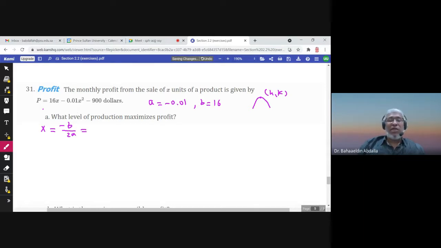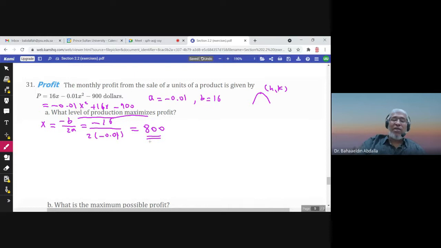Okay, it's not arranged. If you want to arrange the equation first before finding the vertex, then it's okay. Or if you know that a is the coefficient of x squared and b is the coefficient of x. So negative 16 over 2 times negative 0.01. Let us just use the calculator. So negative 16 over 2 times negative 0.01, and the answer is 800. So this is the level of production that maximizes the profit.